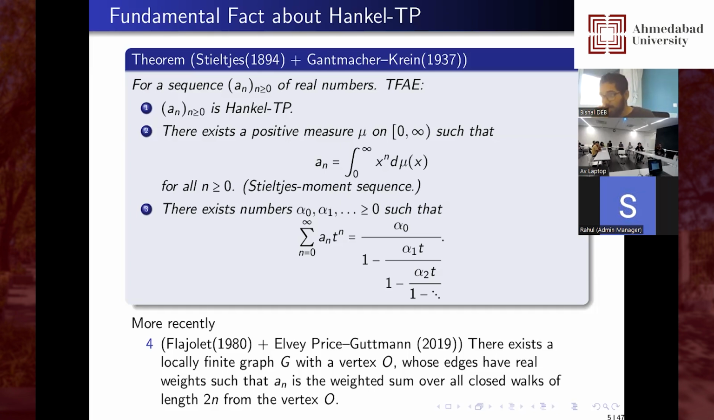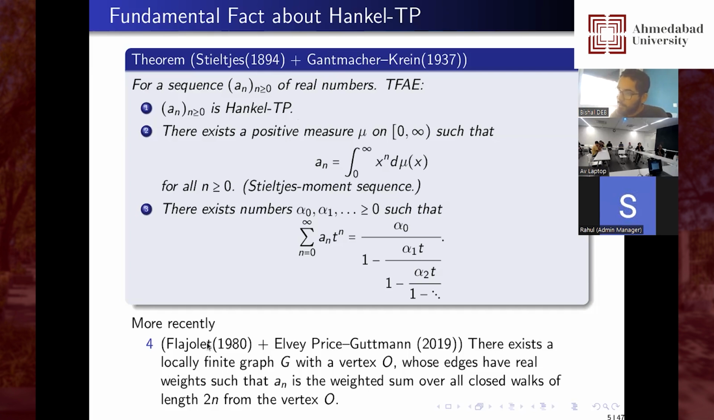I was about to say that the equivalence between 2 and 3 was already shown by Stieltjes. And in fact, Stieltjes also showed that 2 and 3 are also equivalent to not all minors of the Hankel matrix being totally positive, but certain minors of the Hankel matrix being totally positive. And then later, Gantmacher and Krein showed that if these minors of the Hankel matrix are totally positive, then all minors of the Hankel matrix are totally positive.